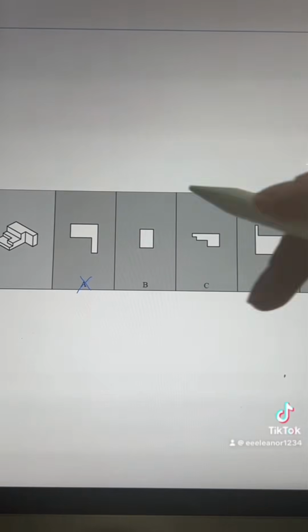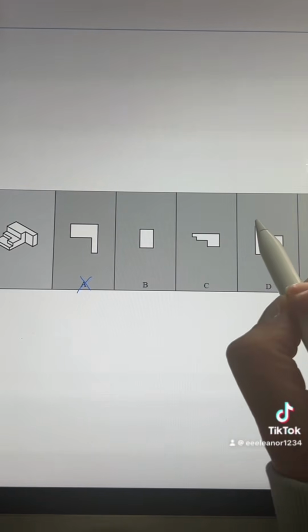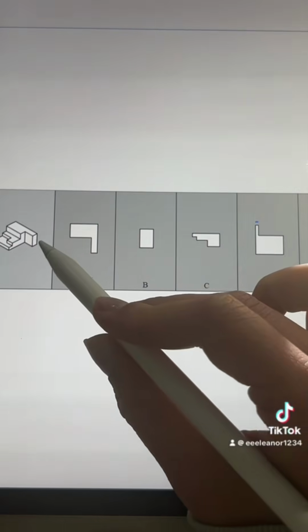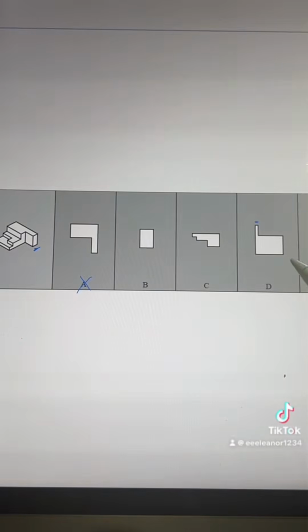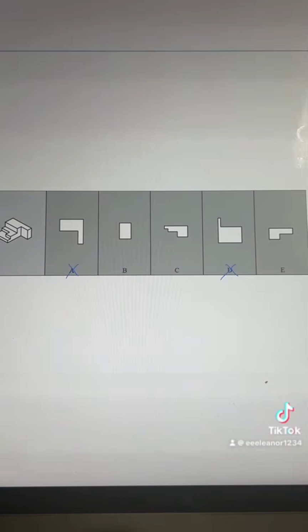Next, I look if there's any other options with obvious irregularities. I see that the piece sticking out on D is much thinner than in the original object, and therefore I can cross it off. Now I'm going to look at the side views, which correspond to E and C.